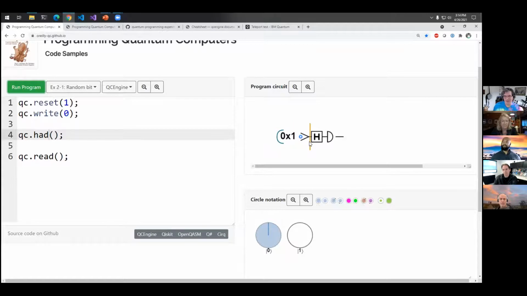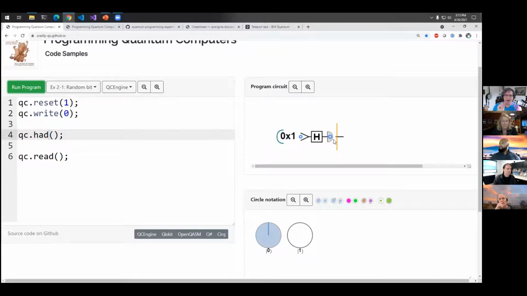Because we write the 0, and then we use had to put it into a superposition. And now we can see in our circle notation, we actually have a 50-50 probability. So this qubit, if we were to read it right now, has a 50% chance of being a 0, 50% chance of being a 1. And then if we click past that, in this case, it says it's a 0.